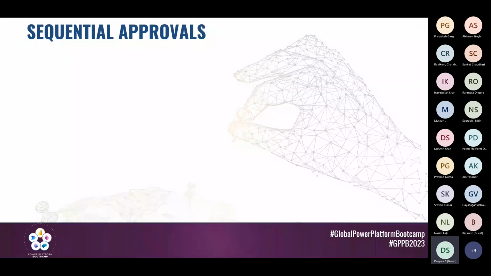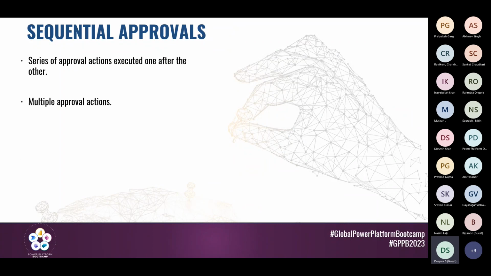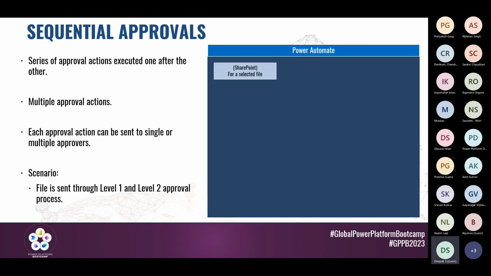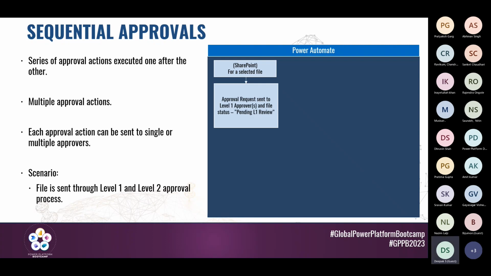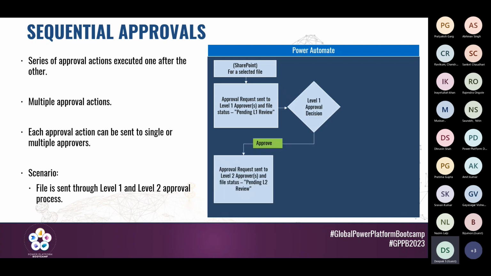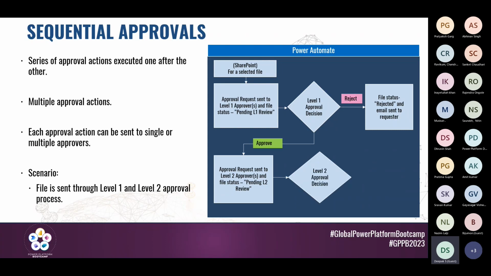Then we go to a little more complex side where we have sequential approval. This is where I was talking about multiple approvers who approve one after another. As you can see here, again it is a file approval request sent to the first level approver. The status will change. And then when that person makes the decision, if he approves, it goes to the next level. If he rejects, the status will be set to rejected. And then there is the happy path or positive path, whether the approver approves or rejects.